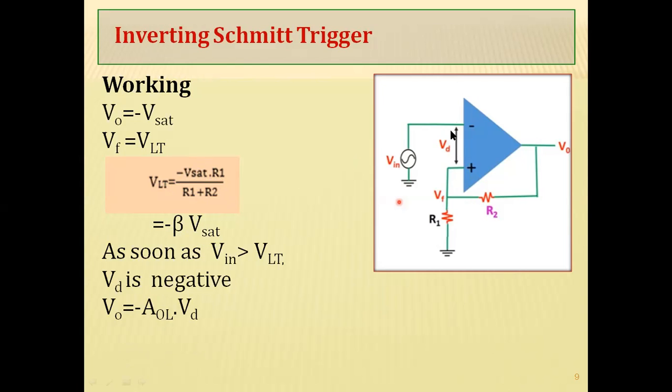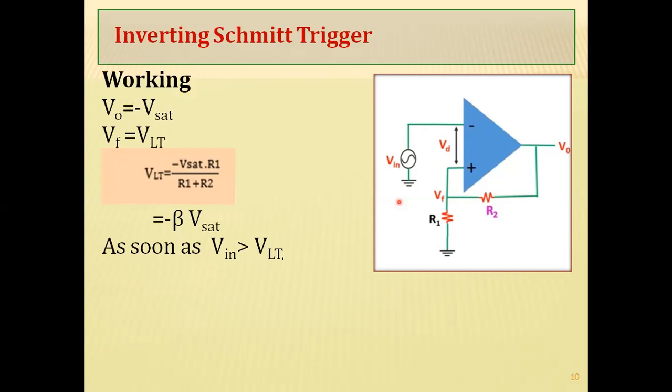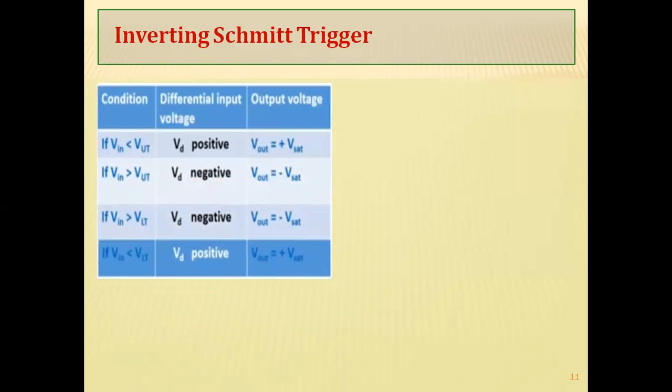Whenever your V in, the input voltage, becomes greater than VLT, then your VD becomes negative because the equation is Vf minus V in. Hence, your VD becomes negative. The output equation can be written as V naught is equal to minus AOL into VD. You already know here V naught is equal to V saturation. Whenever your V naught is equal to V saturation, Vf is equal to VLT. And you observe here, whenever your V in becomes more than VLT, then also your VD is negative. Hence, the output equation can be written as minus AOL into VD. Output voltage V naught is equal to plus V saturation and Vf is equal to VUT.